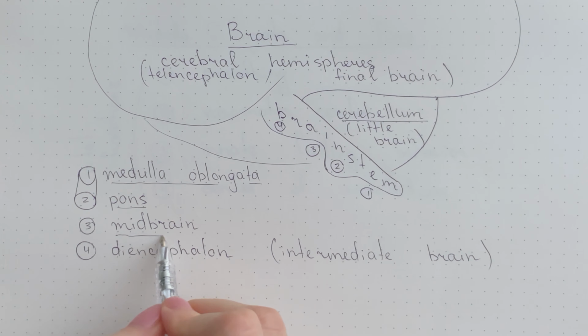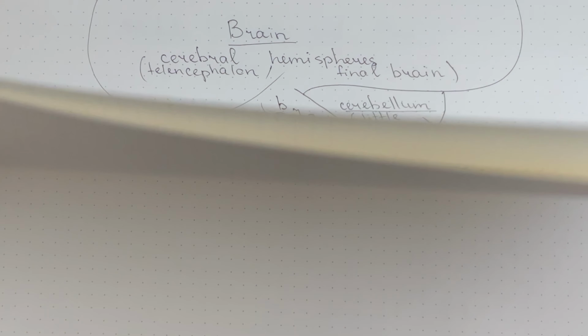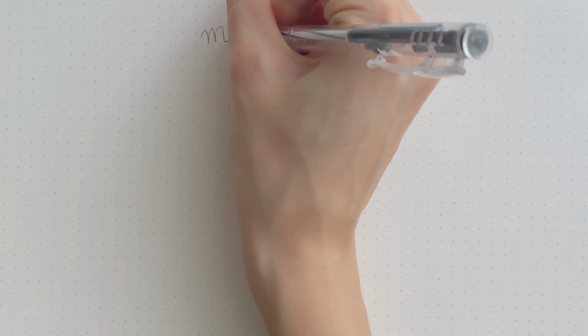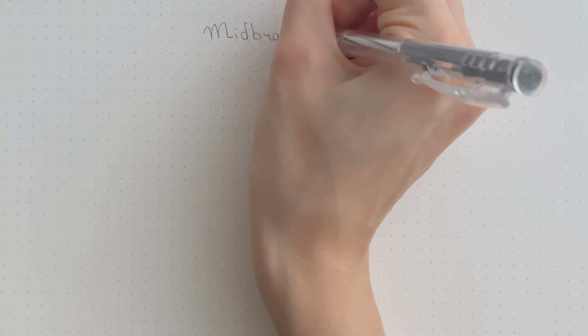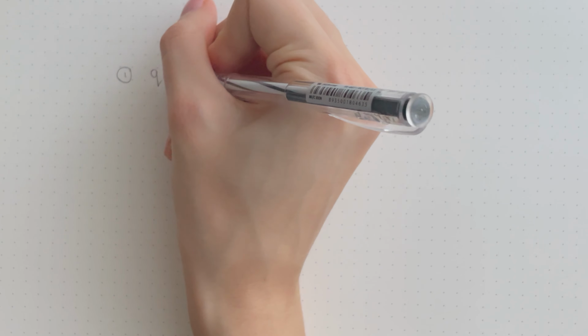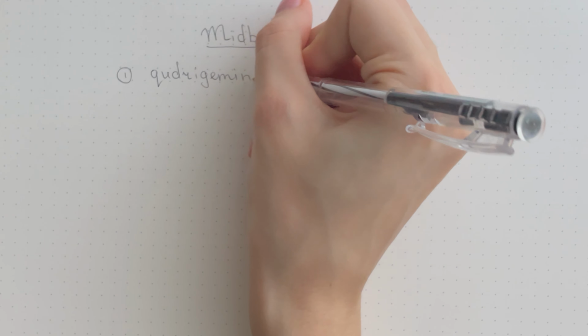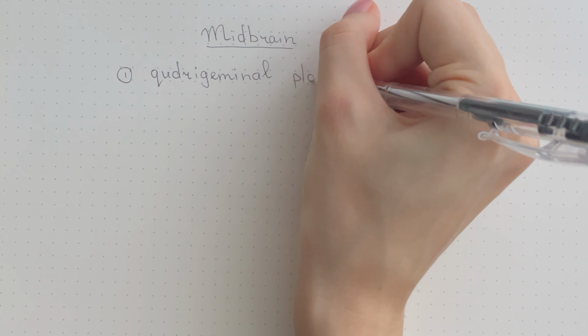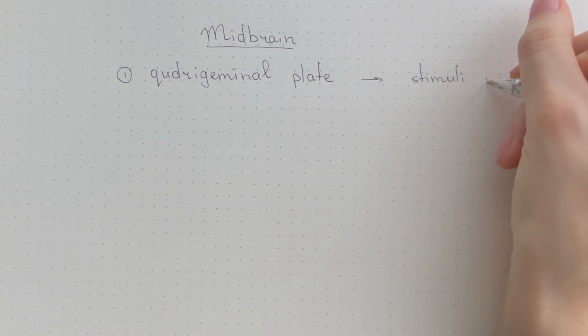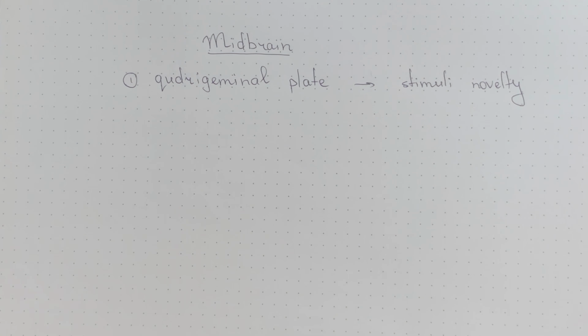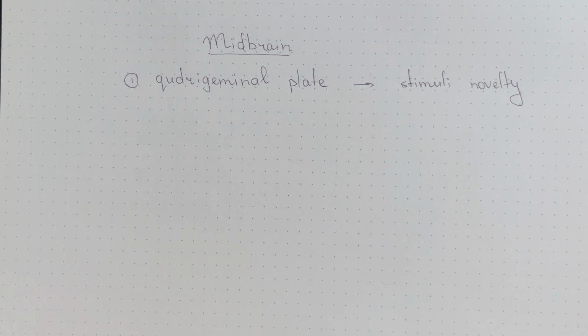Now, let us examine the midbrain. In its upper part, there is the so called quadrigeminal plate. This is the region that responds to the novelty of stimuli. Its neurons single out new visual and auditory signals. Strictly speaking, the quadrigeminal plate does not care what exactly we see or hear. What matters is that a change has occurred.